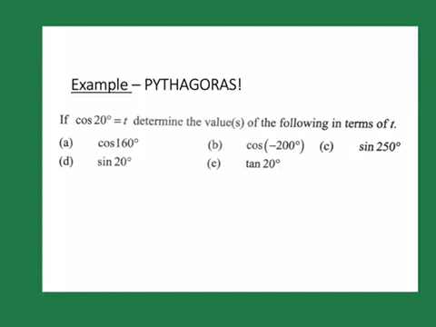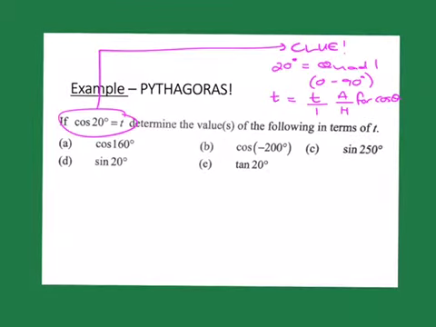So this example: if cos 20 degrees equals t, determine the values of the following in terms of t. So it's a little bit different to your normal type. In this type, the clue has been given to you, cos 20 equals t. That's telling you already you're working in quadrant 1 because 20 degrees is in quadrant 1, between 0 and 90 degrees. So they've told you where to work with the 20 degrees.